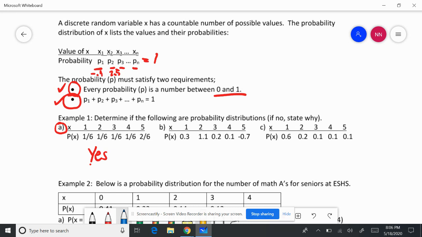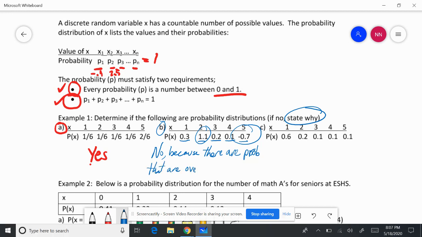Now, if we're looking at letter B, we're going to do the same thing. We're looking at each of our probabilities. Are they in between 0 and 1? And the answer is no. This one's below 0. This one's above 1. So our answer is no. And we have to state why. Because there are probabilities that are over 1 and less than 0.